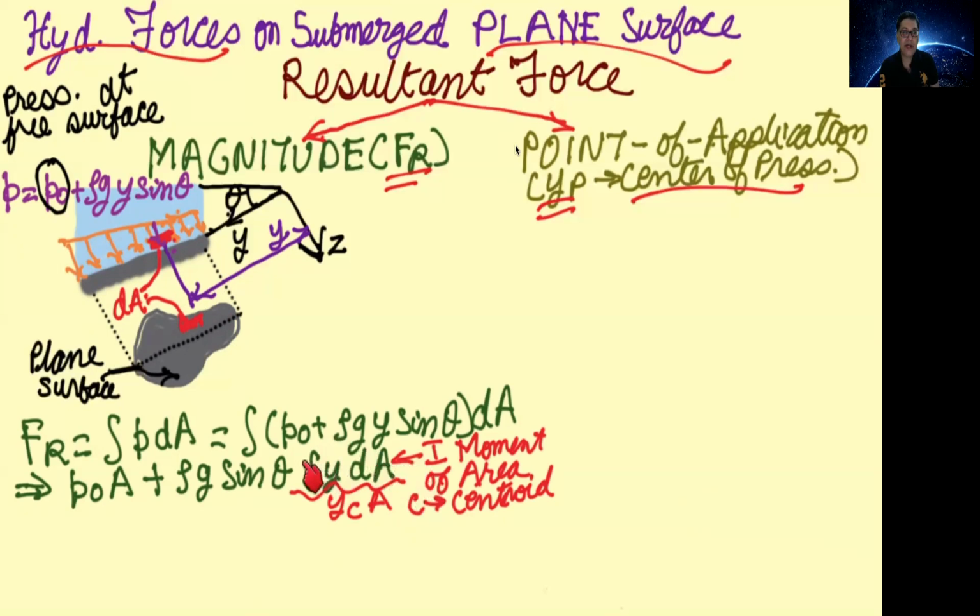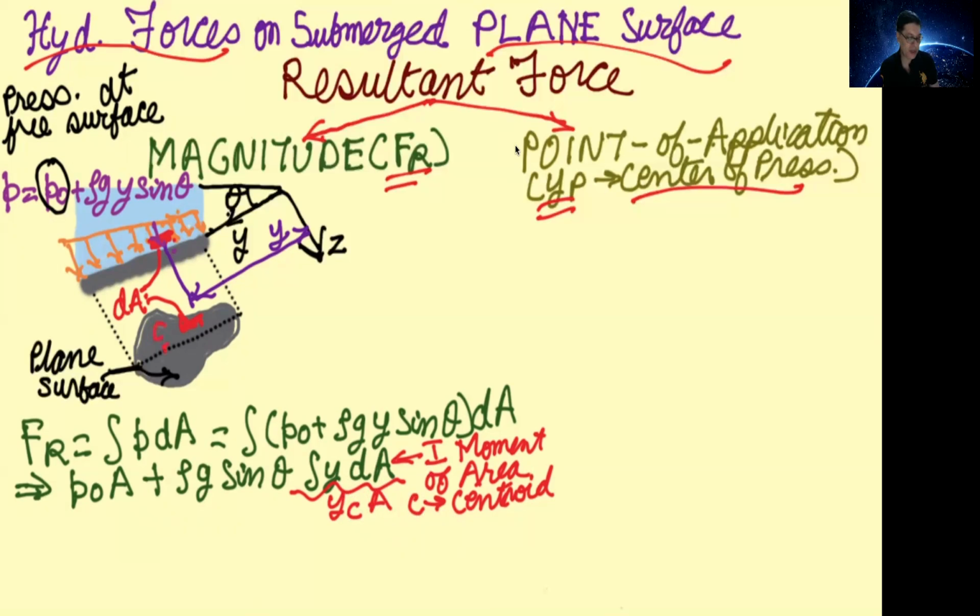Now when you integrate, the integral of P naught dA will be P naught times A. And then when you integrate the second term, you will get rho g sin theta, which will come out of the integral sign since it's independent of area, and you get the integral of y dA. Now this integral of y dA is the first moment of area, and it is represented as the product of the y coordinate at the centroid multiplied by the area of the plate. So this C represents the centroid, and it is marked in the figure as shown here.